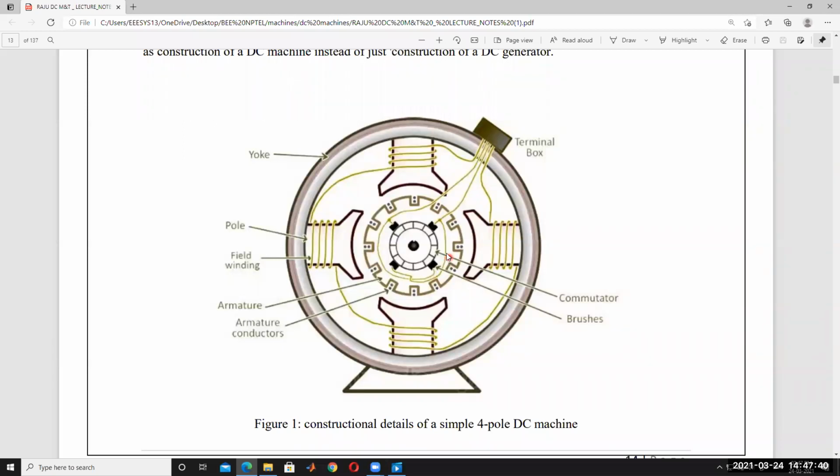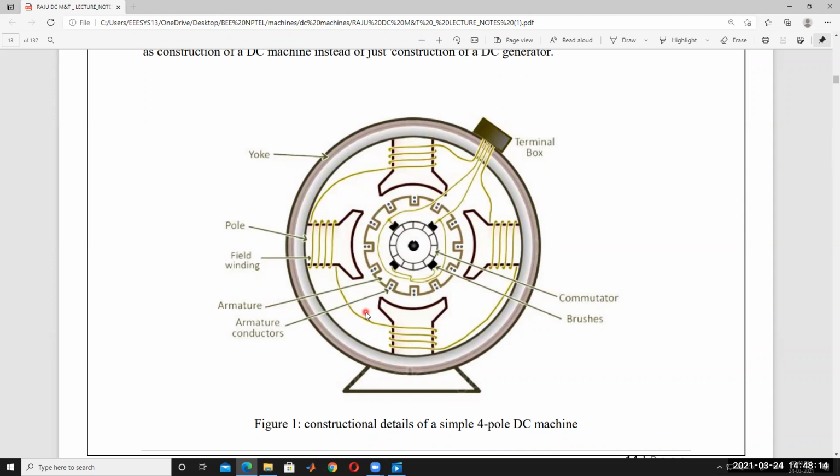For a generator, the commutator converts AC to DC. Because of the armature winding, AC is generated, and it is converted into DC at the output terminals through the commutator. For a motor, the input is DC, and it is converted into AC in the armature. So these are the brushes, commutator and terminal box.